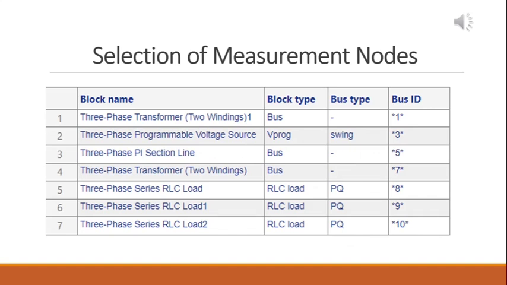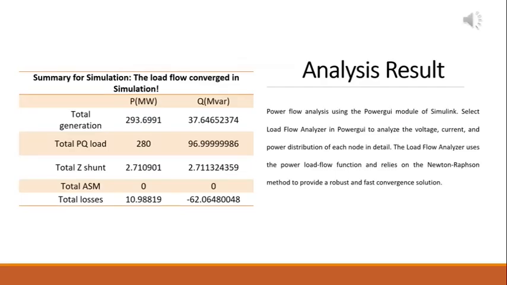And in the following, I'm planning to introduce the analysis result and my tool. This time I adopted PowerGrid as my analysis tool, and selected the load flow analyzer in PowerGrid to analyze the voltage, current, and power distribution of each node in detail. The load flow analyzer uses the power load flow function and relies on the Newton-Raphson method to provide a robust and fast solution.